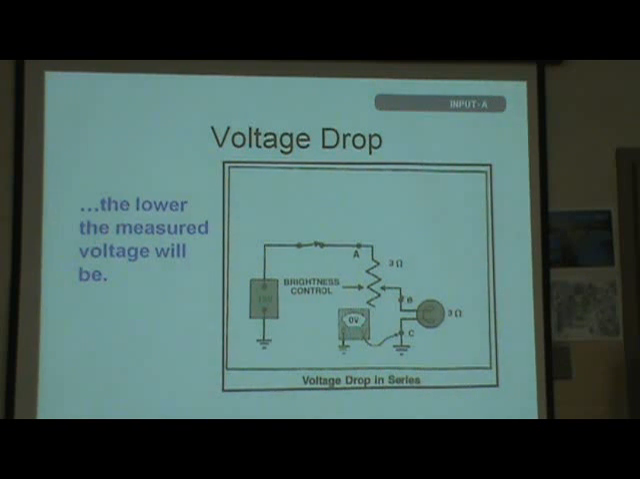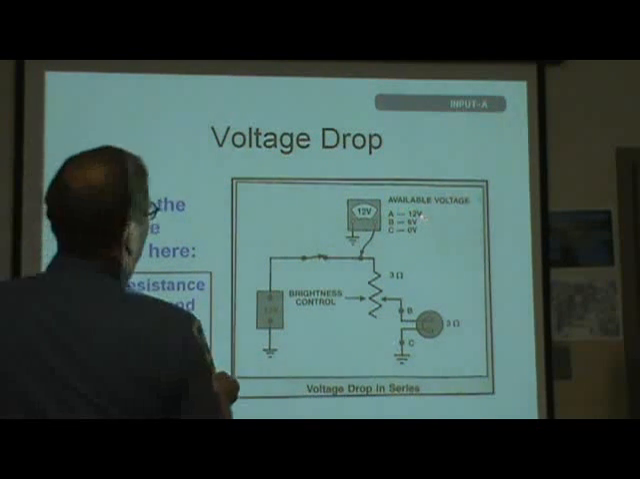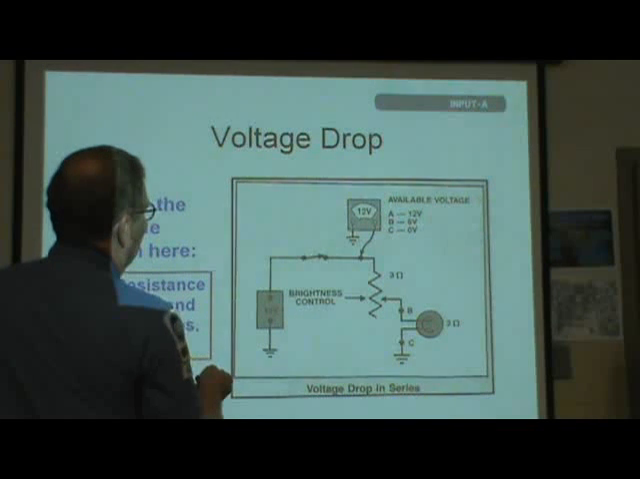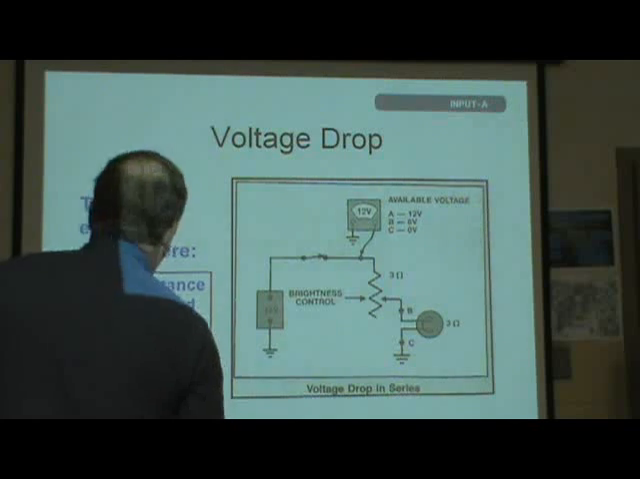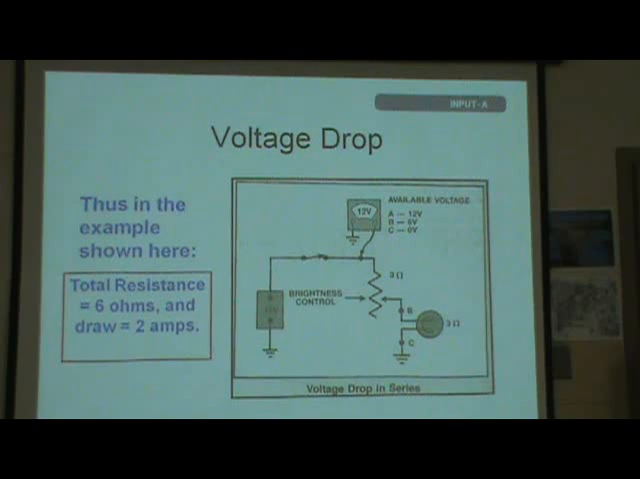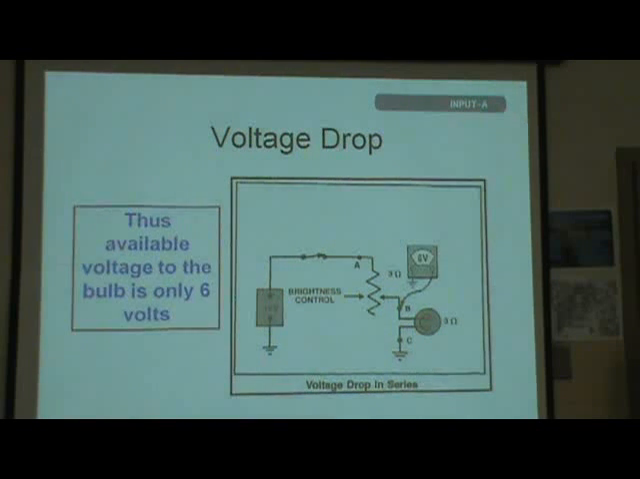Don't get bored with this because you're going to have to know it. Okay, now then, this is an important thing. Here, Ohm's law is not quite as important as this. Your available voltage at each point, at A, B, and C: 12 volts, 6 volts, 0 volts. Total resistance is 6 ohms and it draws 2 amps. The voltage drop at the brightness control is 2 amps times 3 ohms, and that equals 6 volts. This is all confusing.